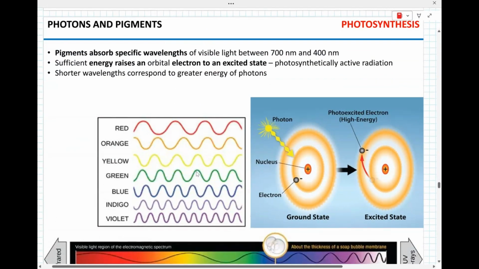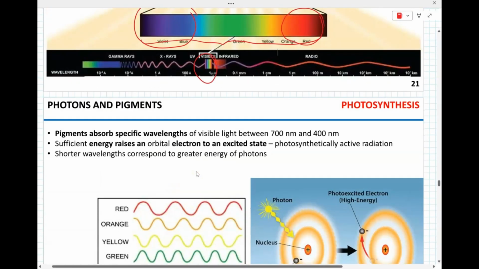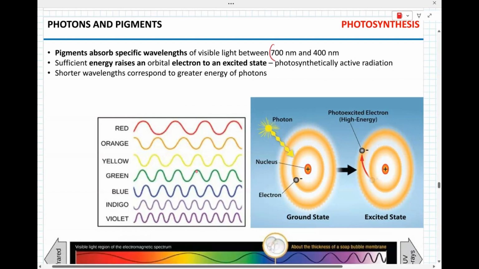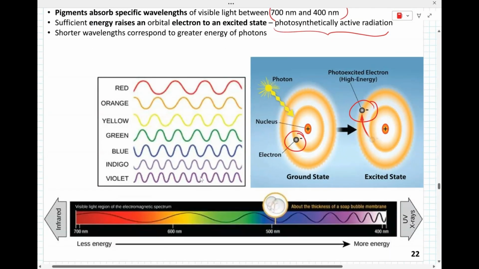Now, what is the role of pigments? Pigments found in plants, algae, and cyanobacteria absorb specific wavelengths of the visible light. And as you may remember from the previous slide, those wavelengths lie in the range between 700 and 400 nanometers. If the energy of the photon that is absorbed by a pigment is sufficient, it will raise an electron from its ground state to its excited state. This radiation with enough energy to excite an electron is called photosynthetically active radiation. As we mentioned before, shorter wavelengths correspond to greater energy of photons, but it doesn't necessarily mean that only shorter wavelengths will be used in photosynthesis.